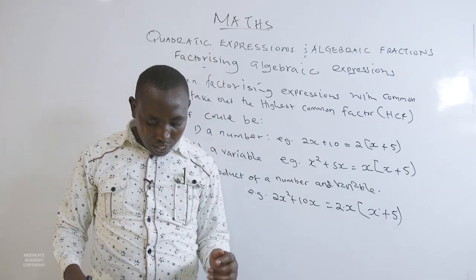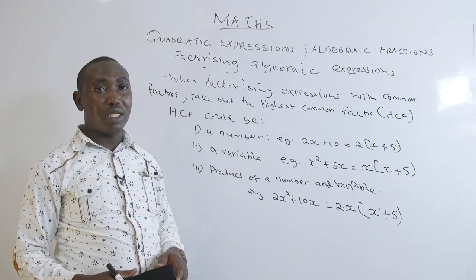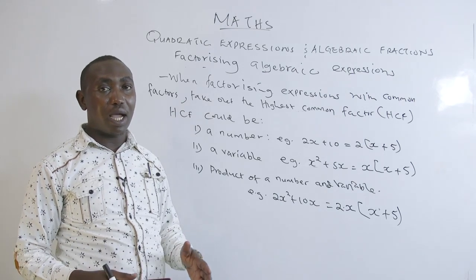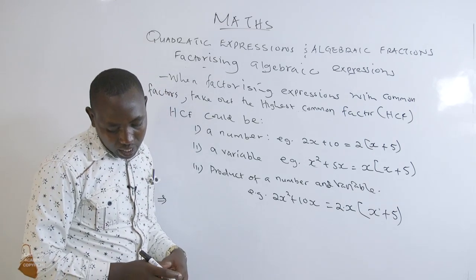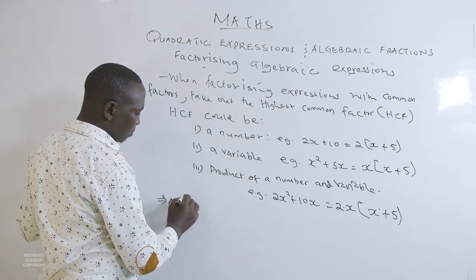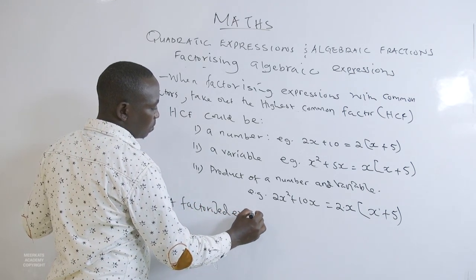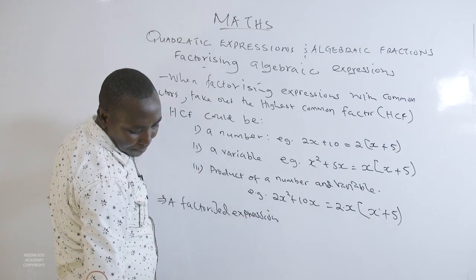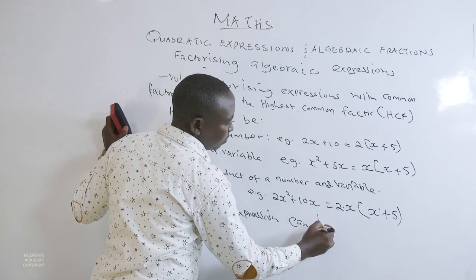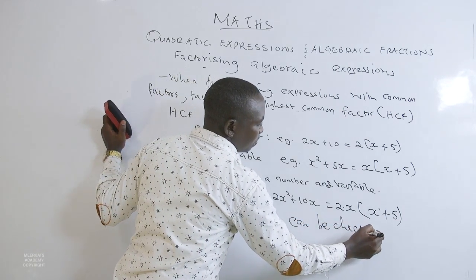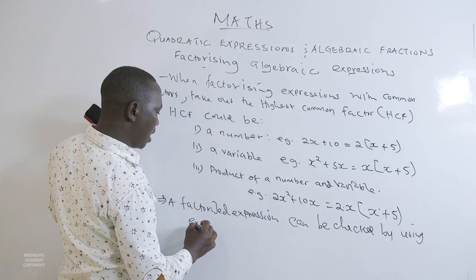So those are the 3 possible scenarios for the highest common factor which we can interact and meet with. Another important point is that a factorized expression can be checked by using expansion.